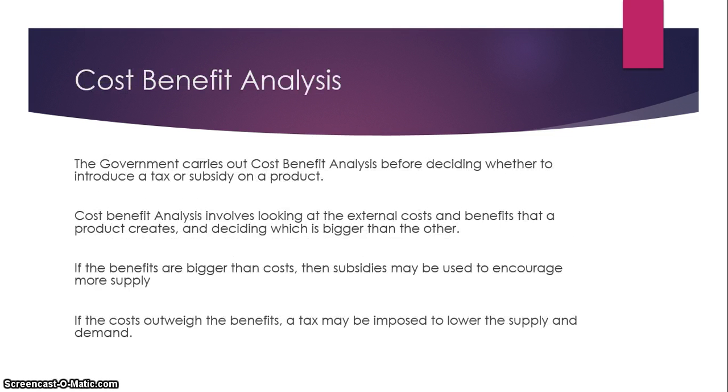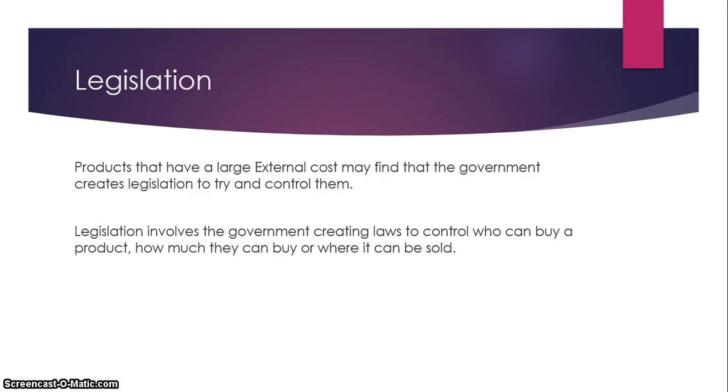Another thing that you need to know about externalities is we've spoken about tax, and we've said tax is a way that the government uses to reduce supply, but also they use something called legislation. If a product has a large external cost, the government might put a tax on it, but they might use legislation. Legislation is just another name for laws, so they might create some laws. So as it says here, legislation involves the government creating laws to control who can buy a product, how much they can buy, or where it can be sold.